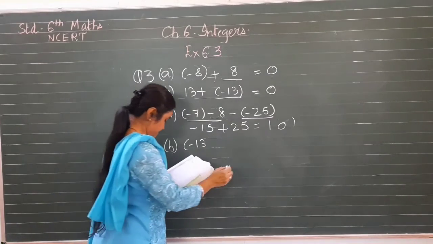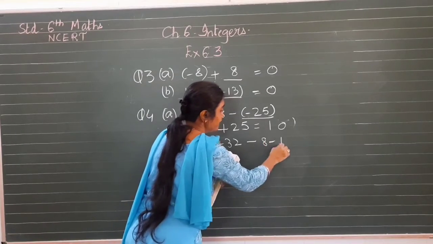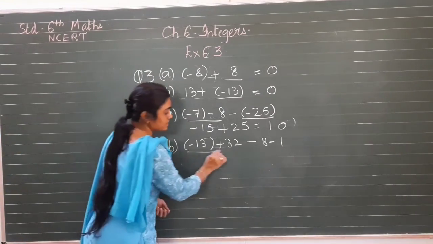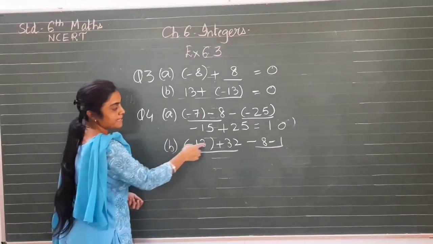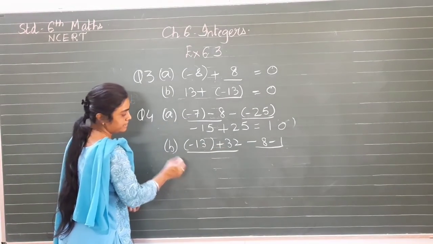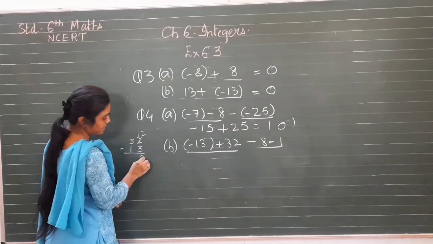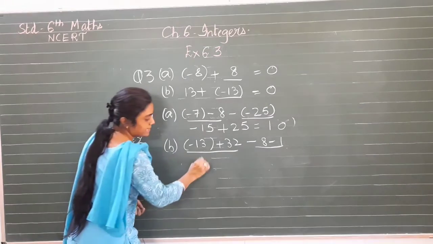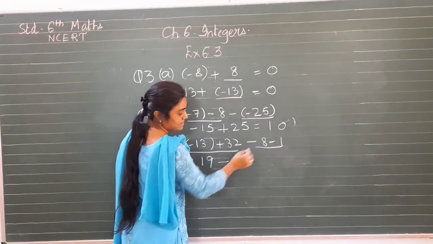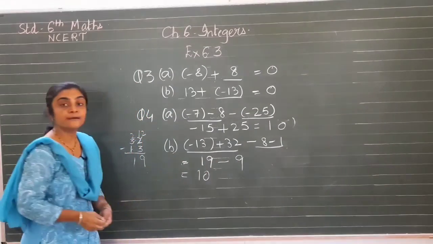Now let us see B1. Minus 13 plus 32 minus 8 minus 1. Now let us take this two pair and this two pair. Here is minus, here is plus, so according to the sign we will subtract. So 32 minus 13. Let us see 32 minus 13: 12 minus 3 is 9, 2 minus 1 is 1. So here is 19. And minus 8 minus 1 is minus 9. So 19 minus 9 is 10. So the answer is plus 10.